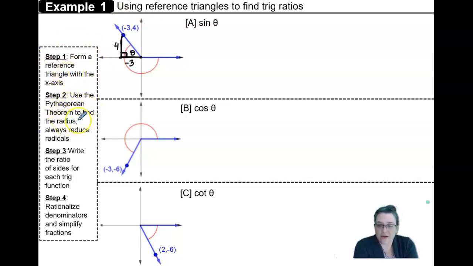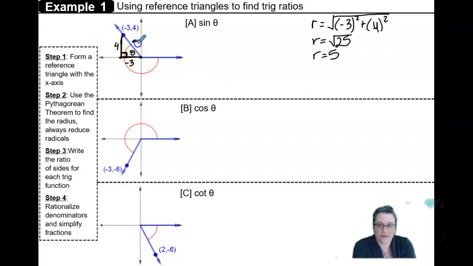Now step number 2 is to use the Pythagorean theorem to find the length of the radius. We're going to keep that exact, reducing radicals when needed. So if my sides of the right triangle are 4 and -3, then to find the hypotenuse of that triangle, which is the radius, I'm going to need to do the square root of x squared plus y squared, which is 4. So the radius is the square root of -3 quantity squared is 9, and then 4 squared is 16, and 9 plus 16 is 25. And the square root of 25 is 5. So the length of the radius is 5 units.